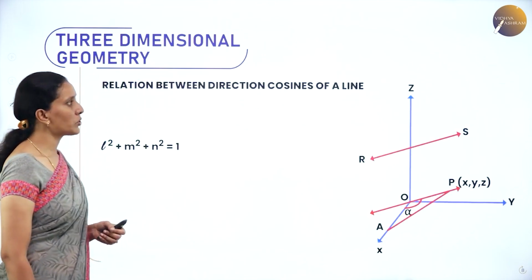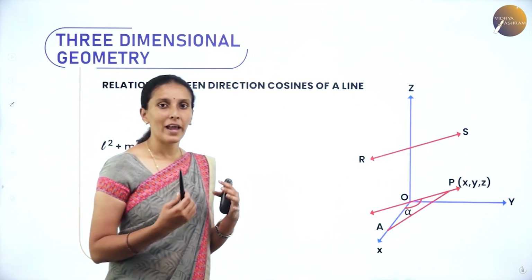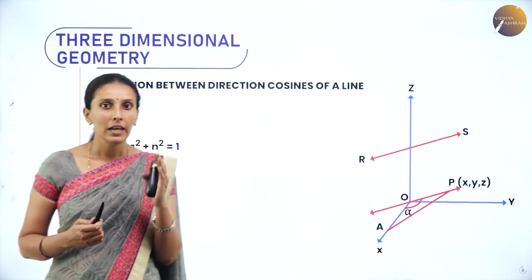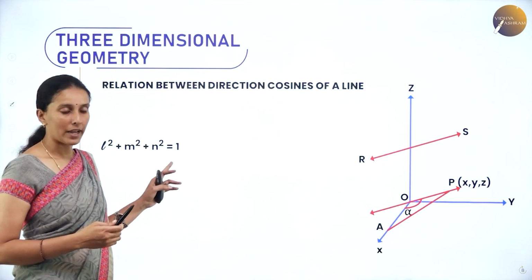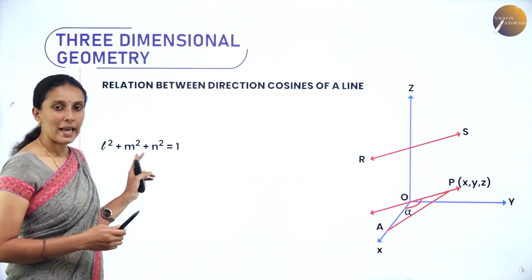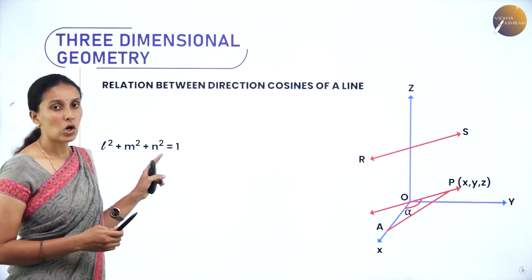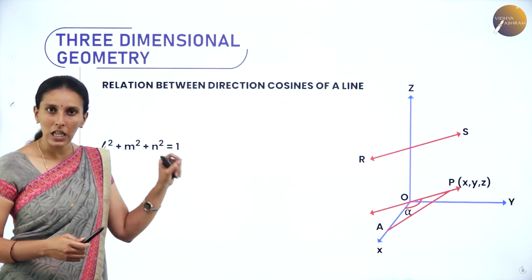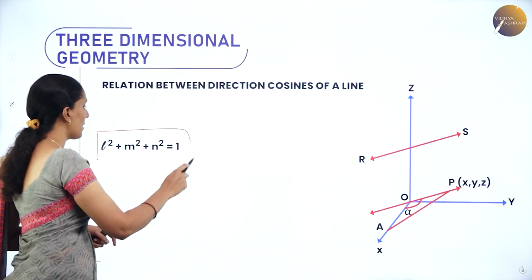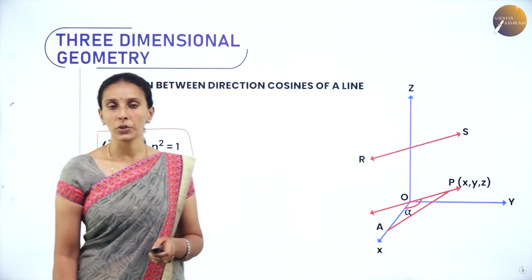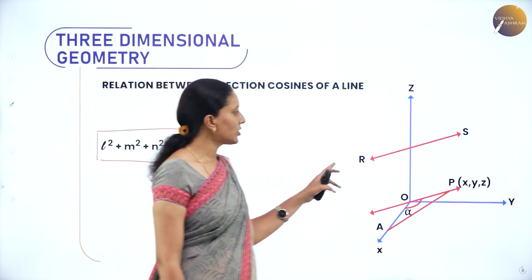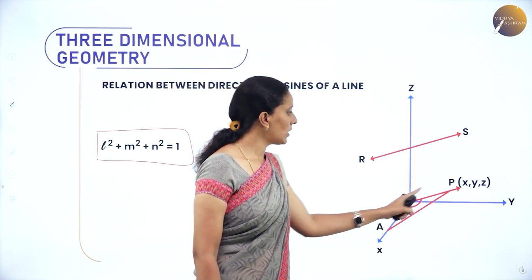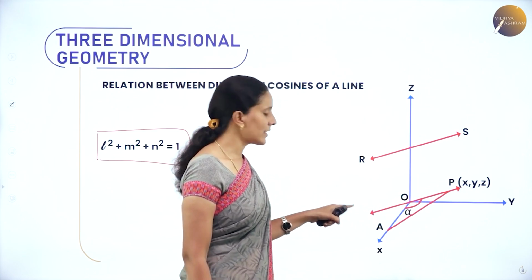Next, relation between the direction cosines of a line. This we have already studied in the vector chapter while defining what are direction cosines. If L, M, N are the direction cosines, where L is nothing but cos alpha, M is nothing but cos beta and N is nothing but cos gamma, of a line, then L square plus M square plus N square is always equal to 1. Here we can consider the line RS, which is parallel to the line OP, and this is extended here.